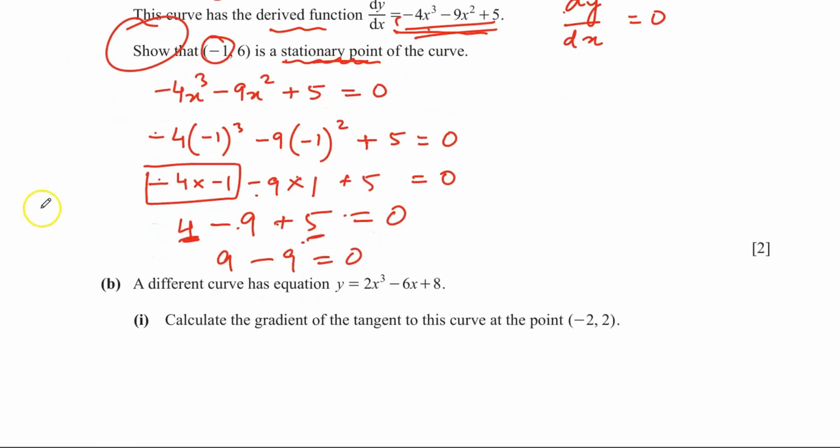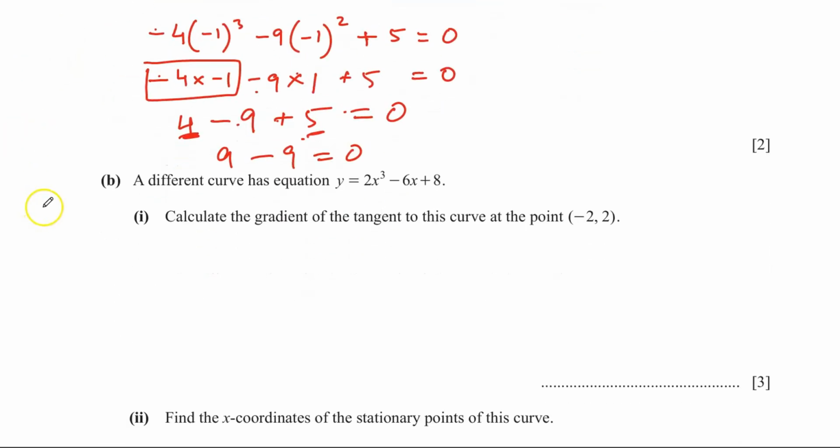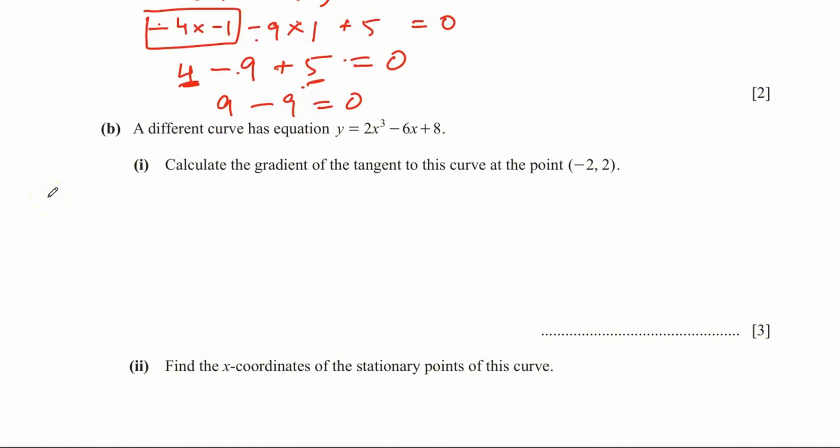Moving down to question 11, part B. A different curve has equation y equal to 2x cubed minus 6x plus 8. Part 1, calculate the gradient of the tangent to this curve at the point -2, 2. Alright, so the gradient of the tangent of this curve. So let's differentiate this.